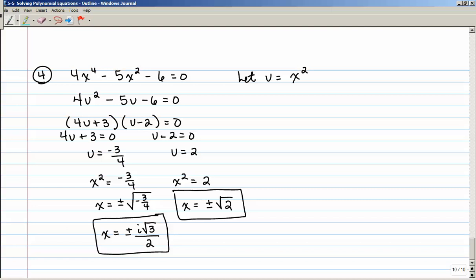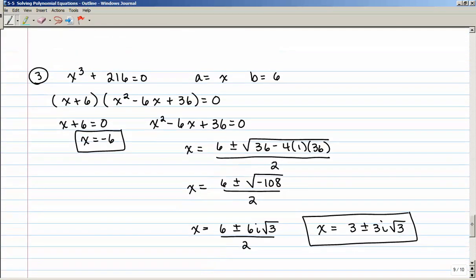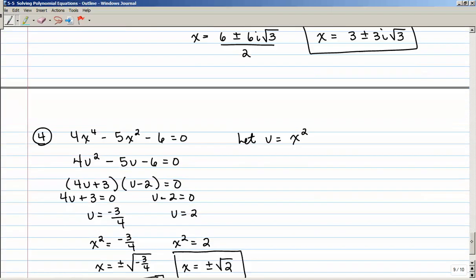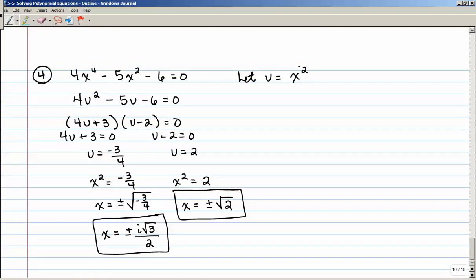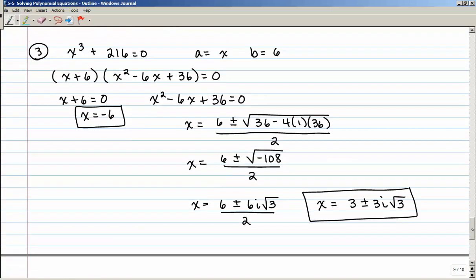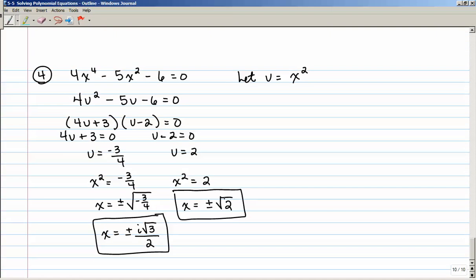So solving polynomial equations, sometimes you'll need to use something like a sum or difference of cubes like we did here. You might need to write it in quadratic form and substitute u for x squared. Sometimes you'll get real solutions, real rational solutions, as we did here with -6. Sometimes you'll get real irrational solutions, as we did here with positive and negative square root of 2, and sometimes you get complex solutions.